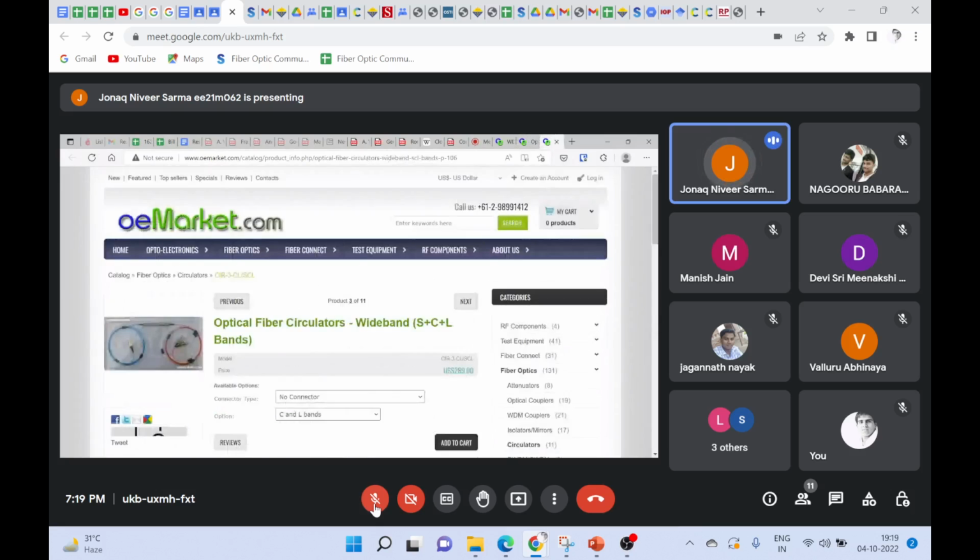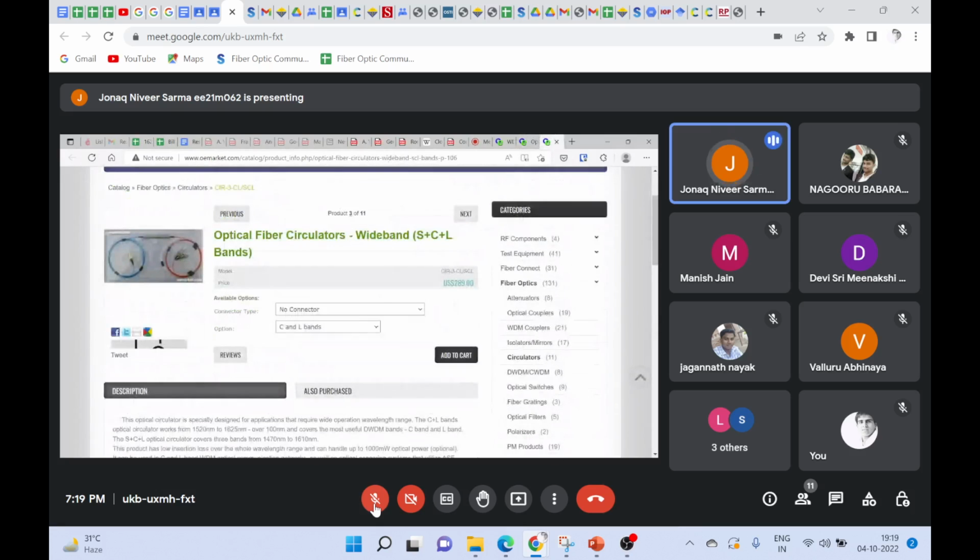And similarly, this is a circulator. Because it is wideband, prices have also shot up. It's not too bad, but still. And everything is inside these housings.